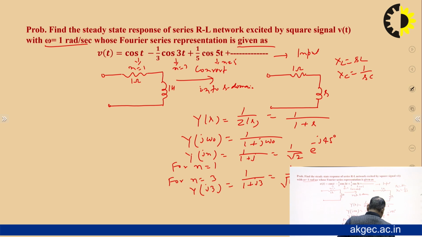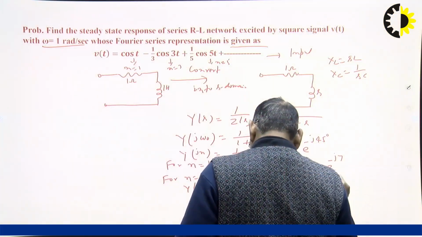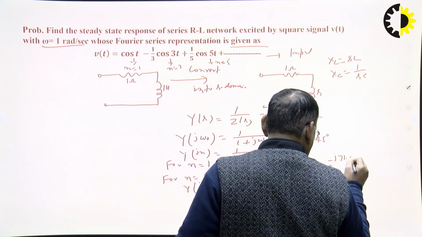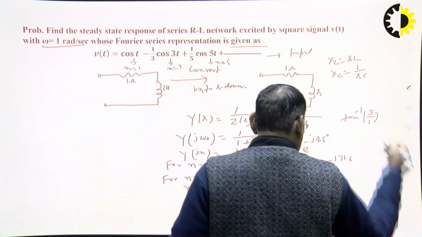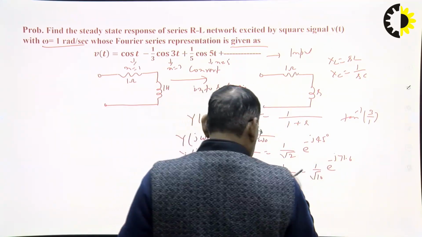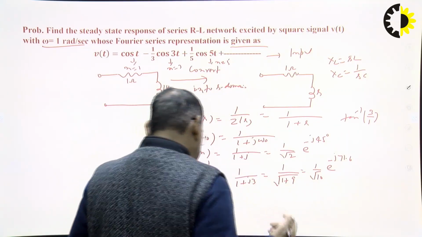3 into 3 is 9, so the magnitude is 1 by root 10, and the angle is e to the power minus j tan inverse 3 by 1. If you calculate, this comes to 71.6 degrees. Since it is in the denominator, if you take it in the numerator, it will have a minus sign.